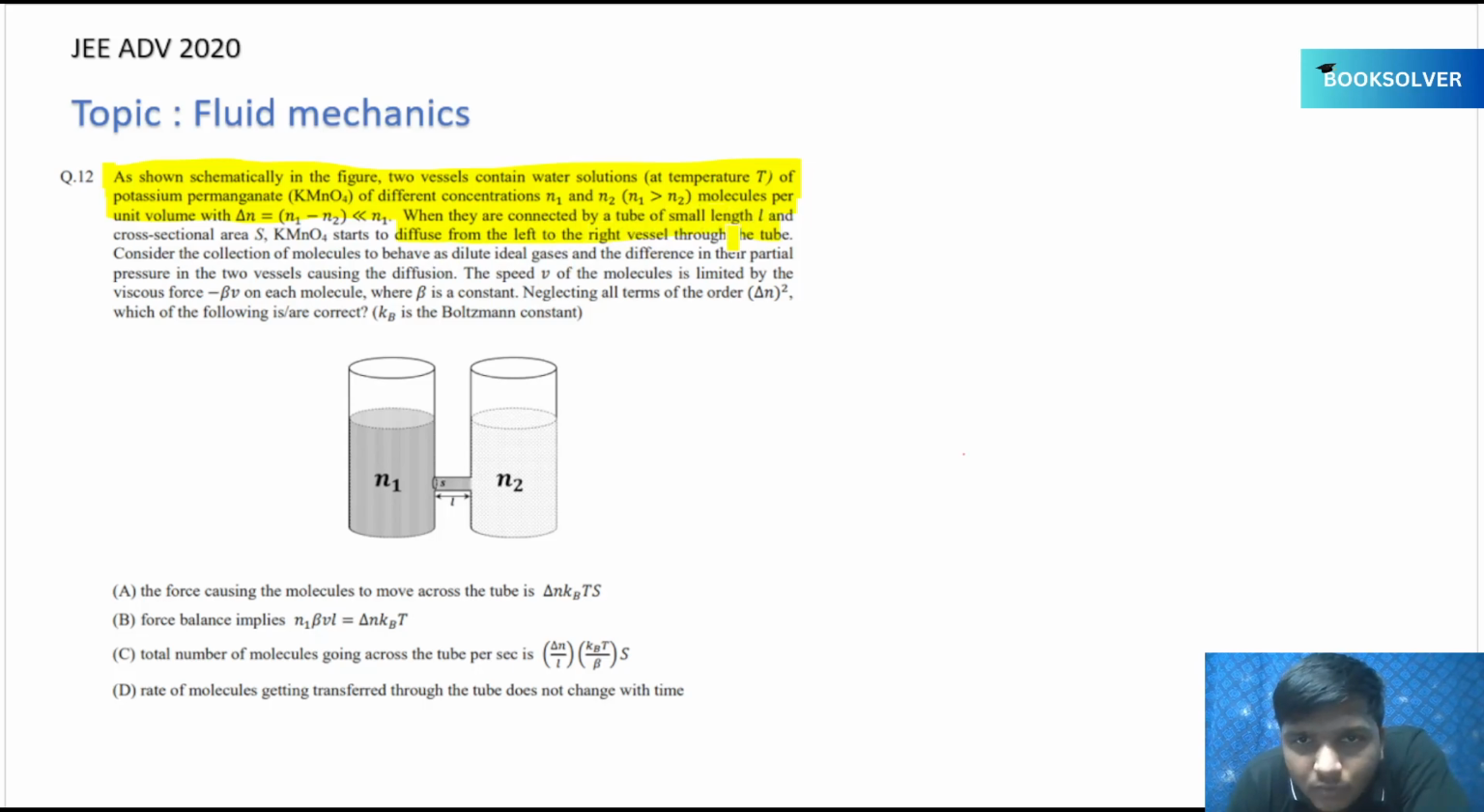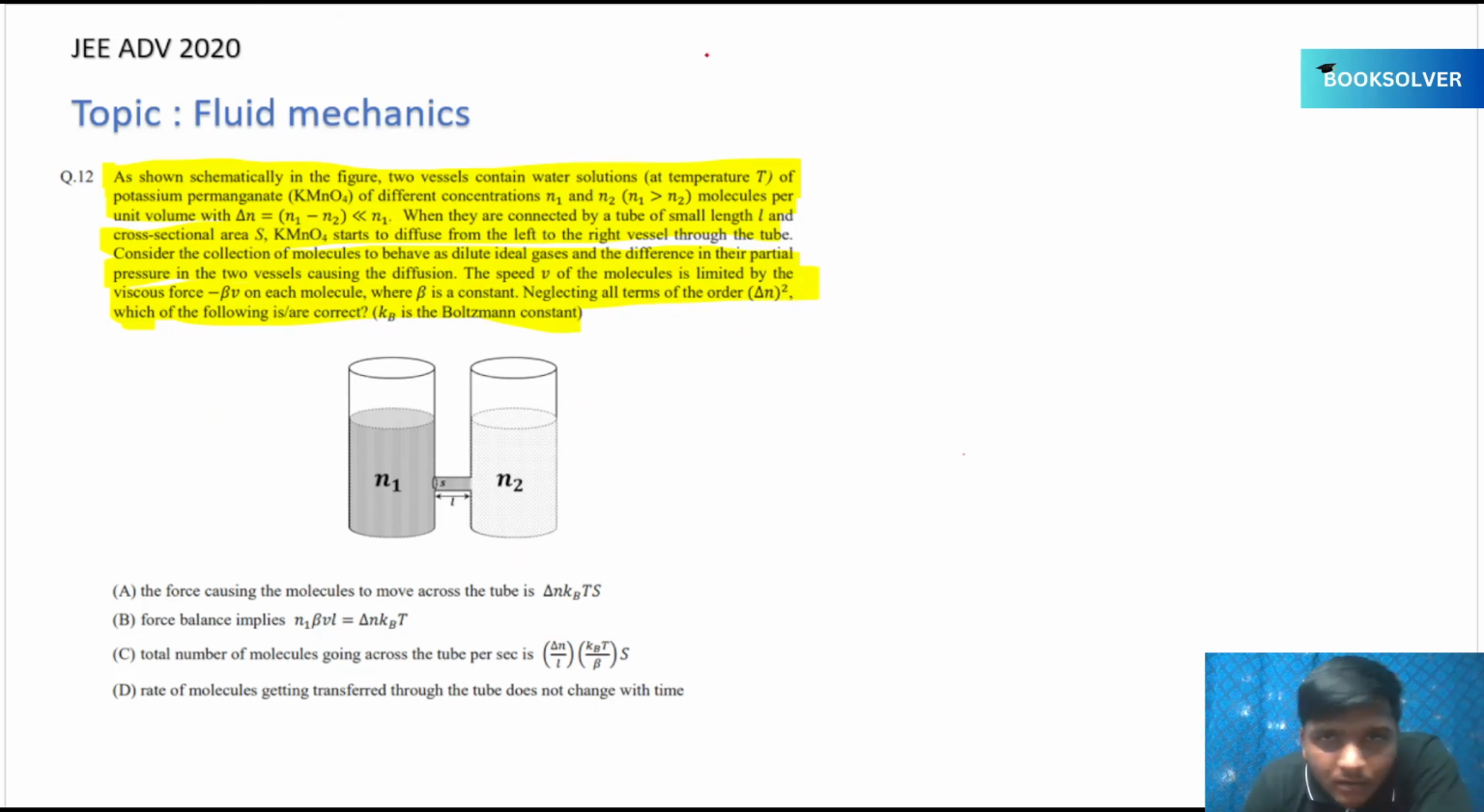When they are connected by a small tube of length L and cross-sectional area S, the molecules start to diffuse from the left to the right vessel. We have to consider the collection of molecules as ideal gases and write the equation accordingly, and each molecule experiences a viscous force of beta V, neglecting all the terms of the order delta N square. So we have to solve this question.